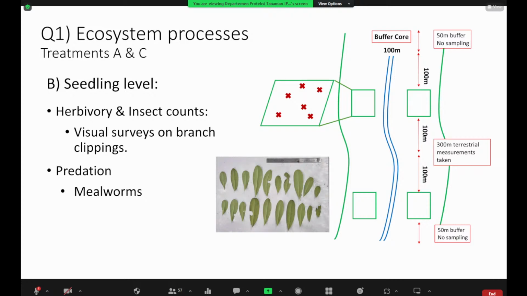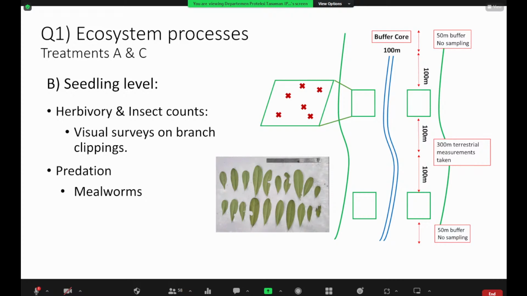So for the herbivory and the insect counts, I actually did it on the same branch clipping. So I first identified all the insects that I found, again to the order level, and then the subcategorization of caterpillars and ants. And then I took 20 leaves from that clipping, again, put it on a whiteboard, and then I'm going to measure the leaf area loss using ImageJ.